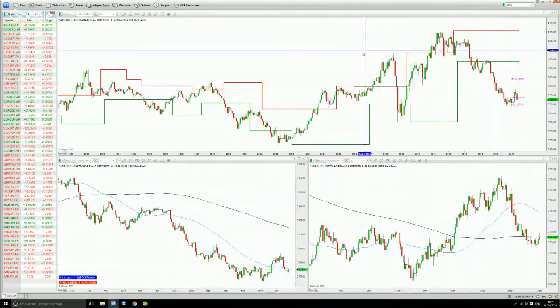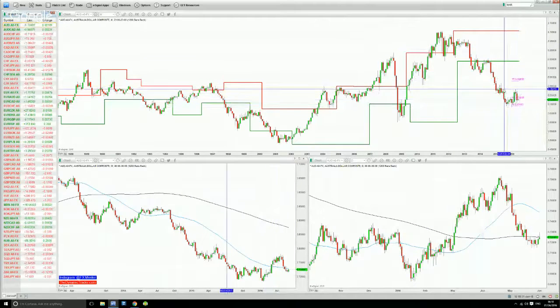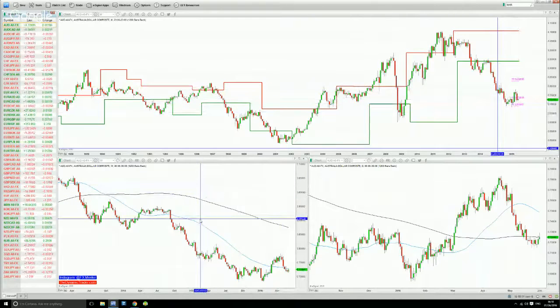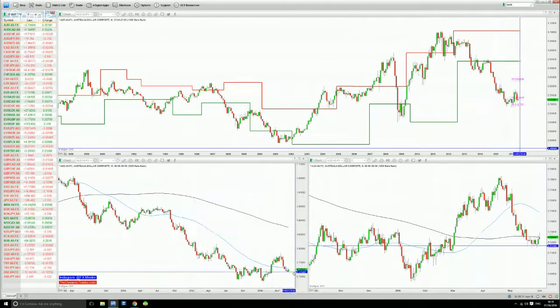So if we have a look at the Aussie dollar, US dollar, price is inside these pink lines, and for that reason alone, I don't want to be looking to take any trades. However, if we do more in-depth analysis, we can see that price is below the 200 and below the 50, although it's coming back to retest it, which is fine. It's natural after a break. It likes to retest it.